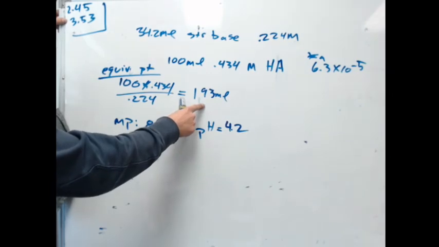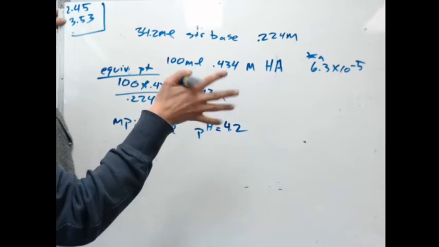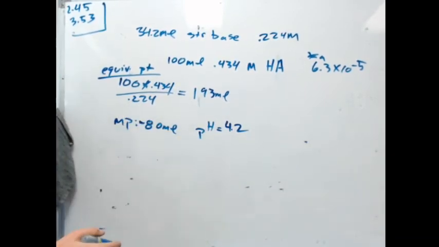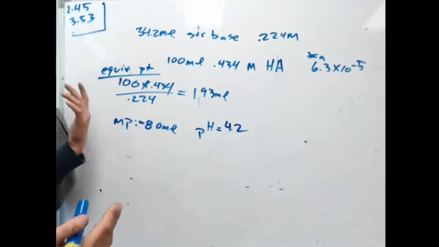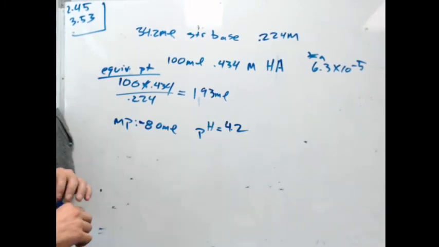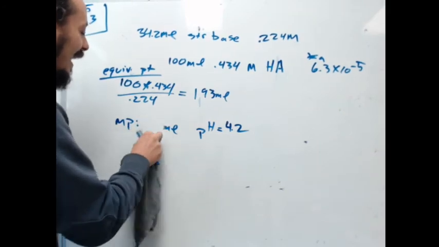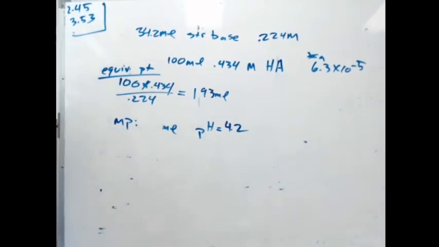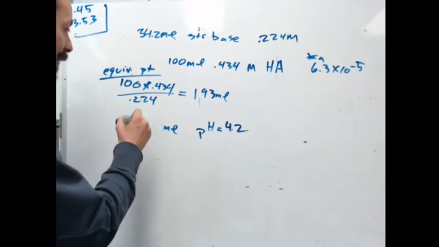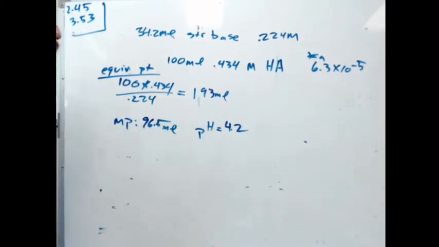Half of 193. 193 was the equivalence point. So approximately 80 mils. I didn't get the exact answer. I just approximated, because it should be 81.5 if we did it exactly correct. 96. Oh, yeah, jeez. What's 190? I can't do math today. What's 193 divided by 2? 96.5.